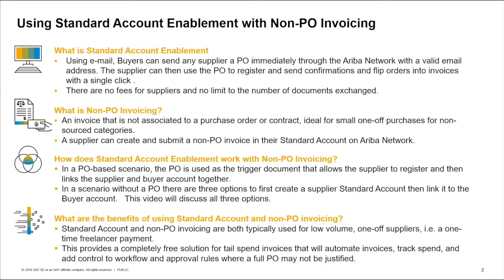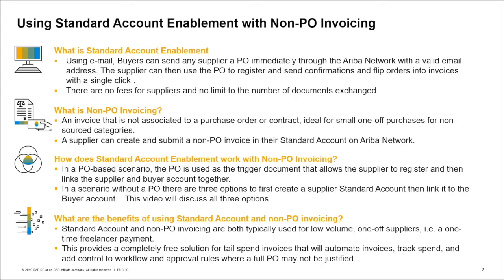And what are some of the benefits of using standard account and non-PO invoicing? Both standard account and non-PO invoicing are typically used for low-volume, one-off suppliers, for example, a one-time freelancer payment. This provides a completely free solution for tailspend invoices that will automate invoices, track spend, and add control to workflow and approval rules where a full PO may not be justified.